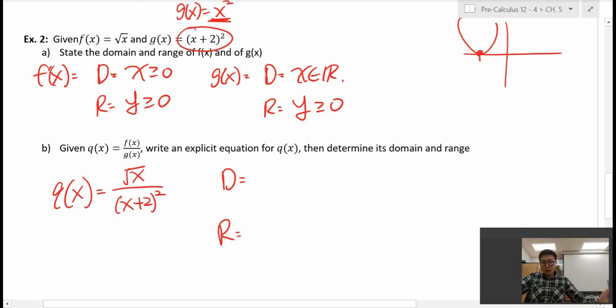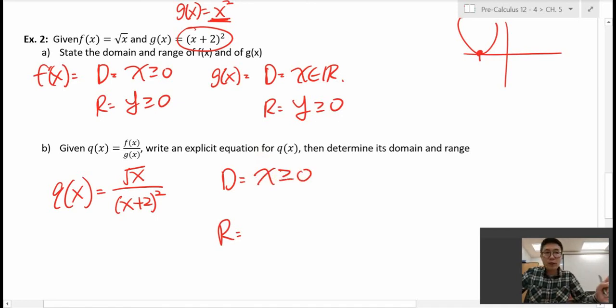Now I'll tell you right away that the domain is going to be, well, if you look at this, this is telling me x has to be bigger than or equal to 0. And this one, if you look at them separately, is telling us that x could be anything. So again, you should always take the more restricted one. So in this case, x would have to be bigger than or equal to 0.